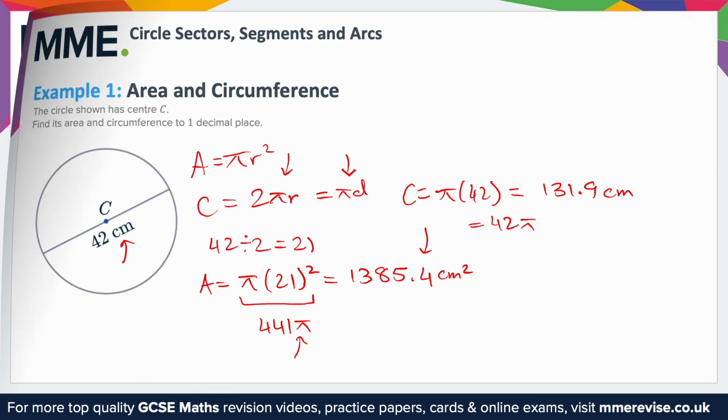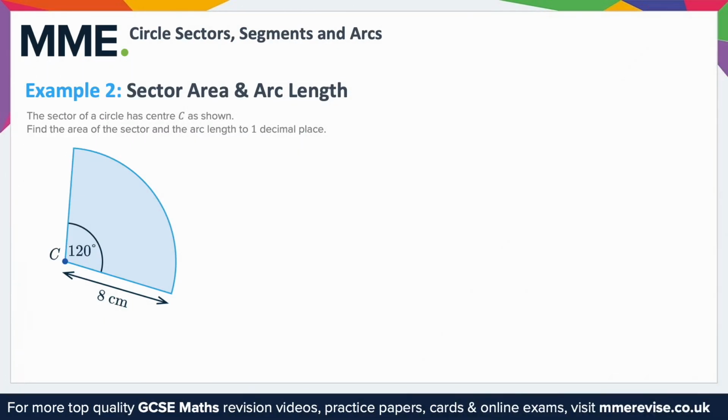Sector area and arc length. The sector of a circle has a centre C as shown. Find the area of the sector and the arc length to one decimal place. So let's tackle the area first. Remember, that is just a fraction of the total area of the circle. The total area of a circle is given by pi r squared.